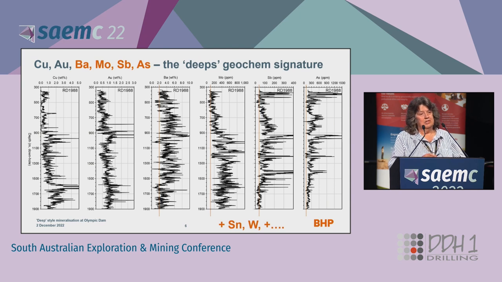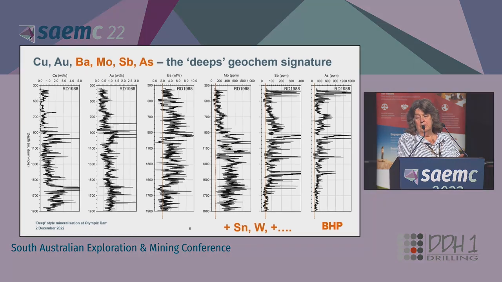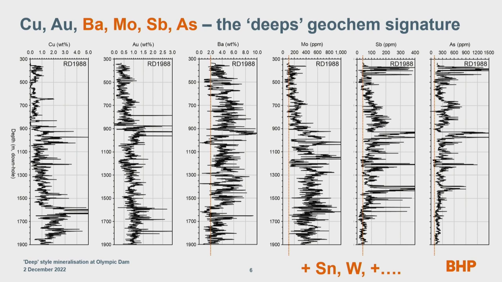Go on to the next set of things, and we won't go through too many millions of these on you. Copper, gold, barium, molybdenum, antimony, and arsenic profiles downhole. So the copper we see, the gold is quite interesting, everything's starting to jump at roughly that 900 meters depth.